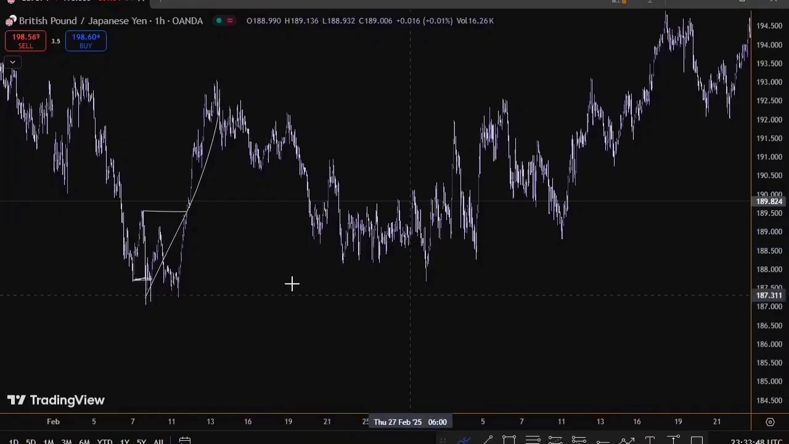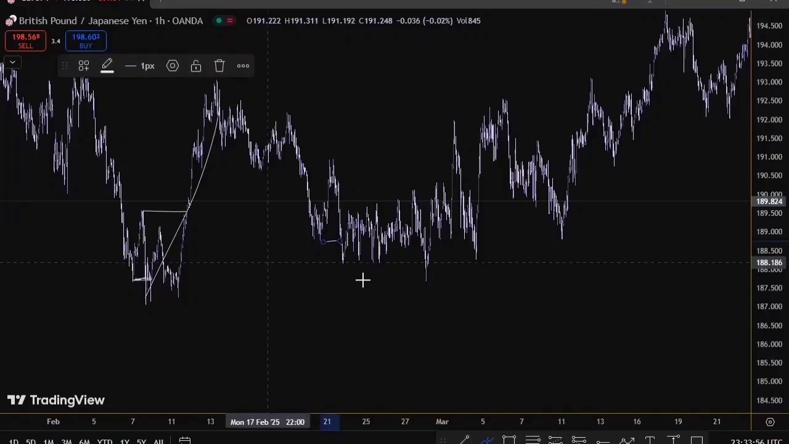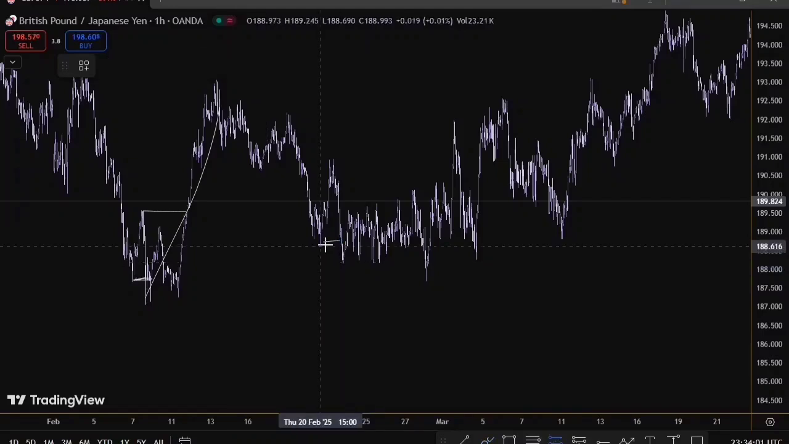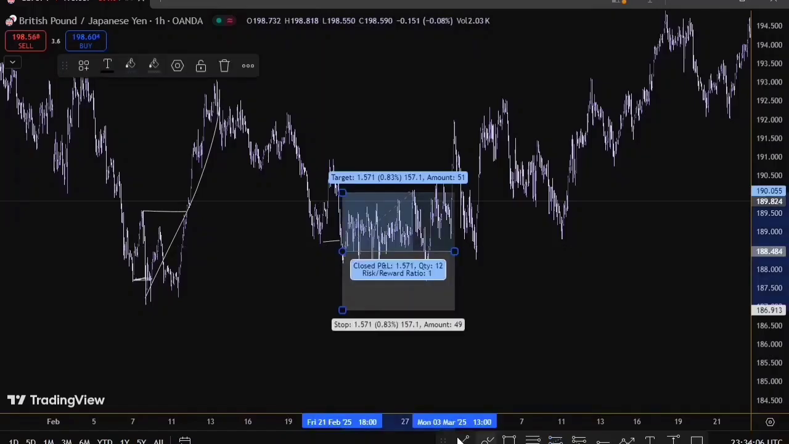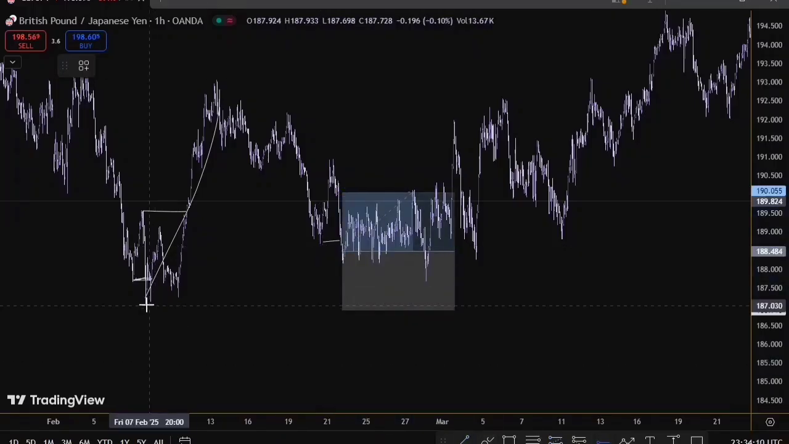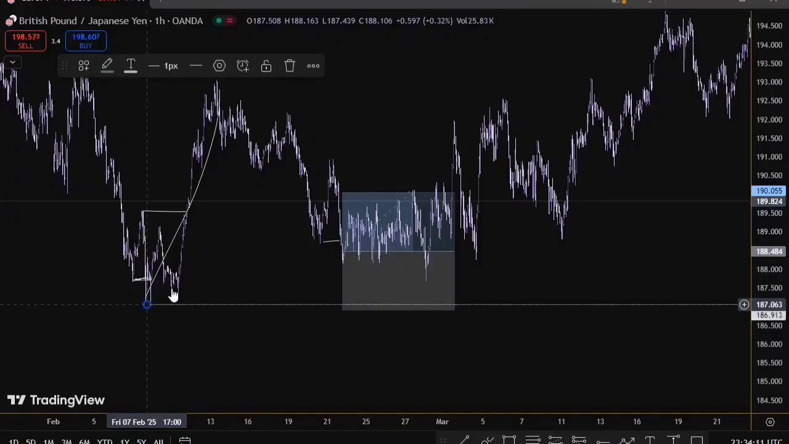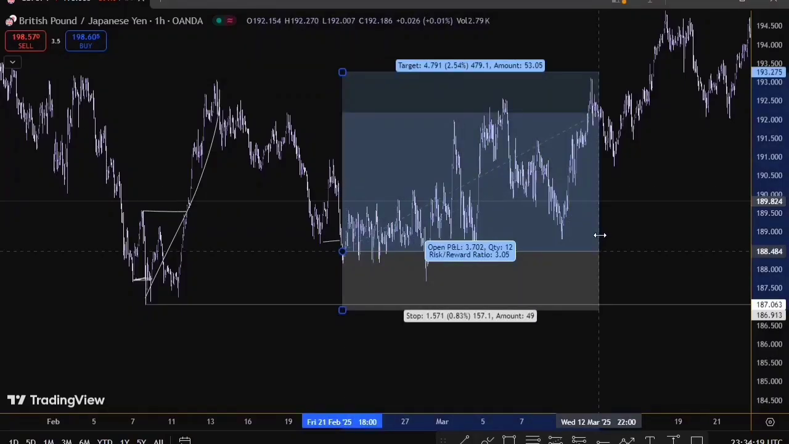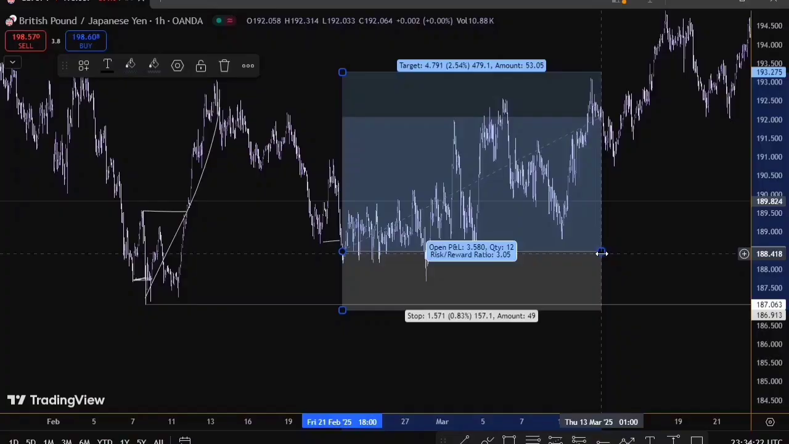Let me make the chart cleaner. So what we do is we simply look for our entry below this low right here, and you can see if we had our entry below this low like this, stop loss below the protected low, and targeting this high. Did price get there? Yes, it did, just trading with this concept.